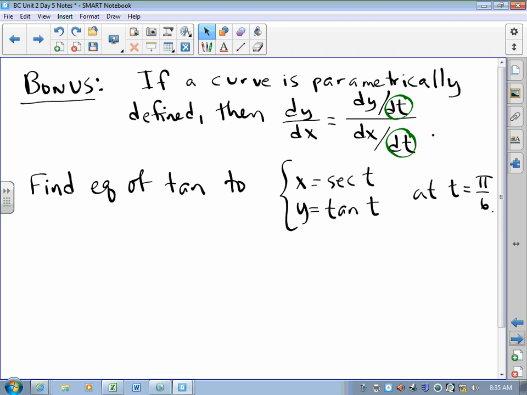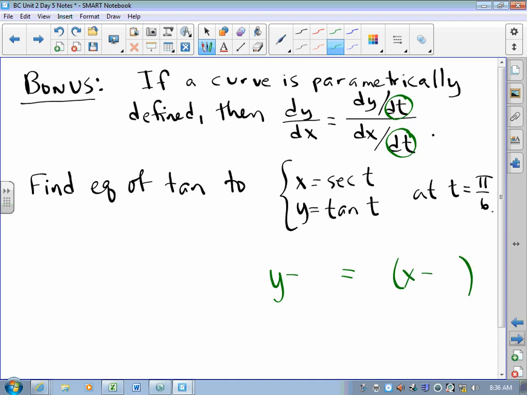I've got to find the equation of a line, and the equation of a line is y minus y1 equals x minus x1 multiplied by the slope. How am I going to get y1? Well, to get y1, I'm going to throw pi over 6 into the tangent function, and that's going to be 1 over root 3. College Board doesn't care about rationalization, neither do I. How am I going to get the x value? Well, I'm going to throw pi over 6 into there, and I'm going to get 2 over radical 3. Again, College Board doesn't care about rationalization, and neither do I.